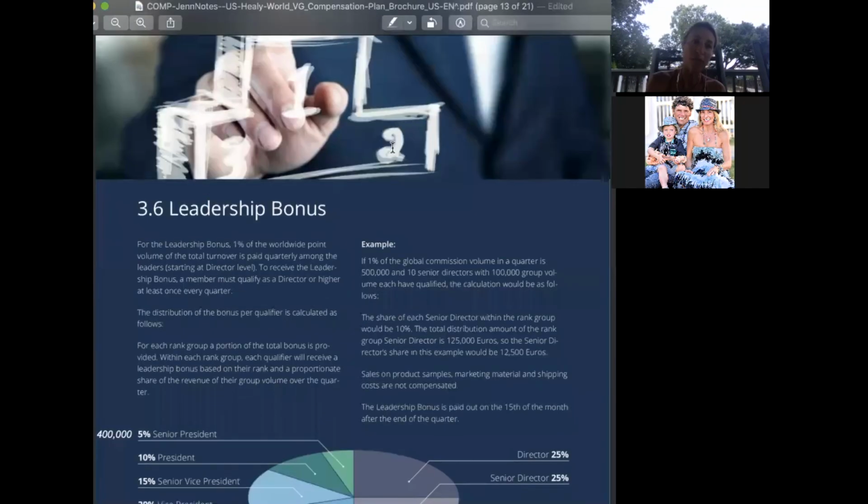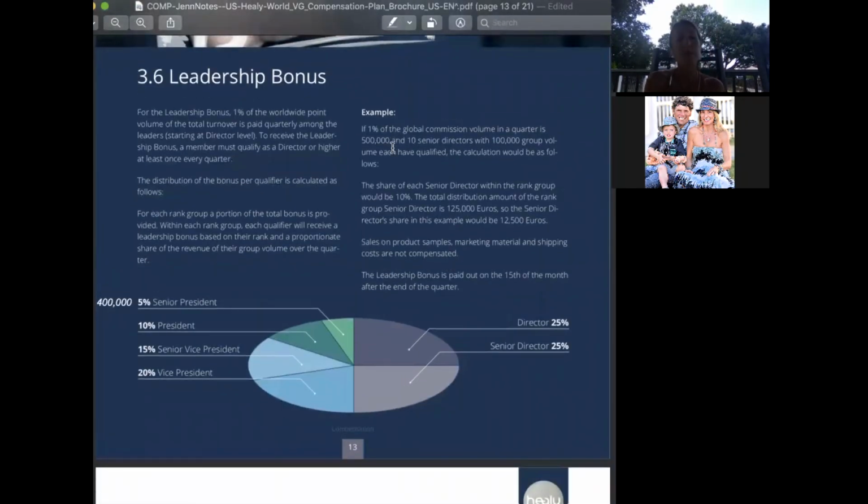And then we're going to back up to this leadership bonus, because this is pretty cool. This is once you get really high up in the ranks. Once you reach the rank of director, they basically take 1% of the entire worldwide point volume, and then they split that up. Of that, all the directors in the company get to split 25% of that 1%. Senior directors split 25%, VPs 20, senior VPs 15, presidents 10, and senior presidents 5.